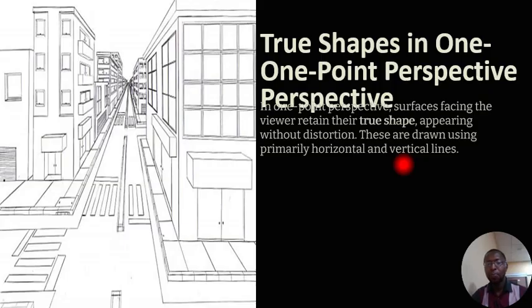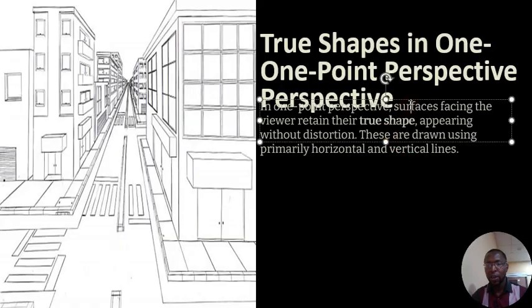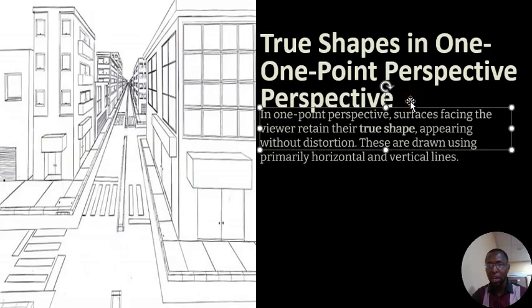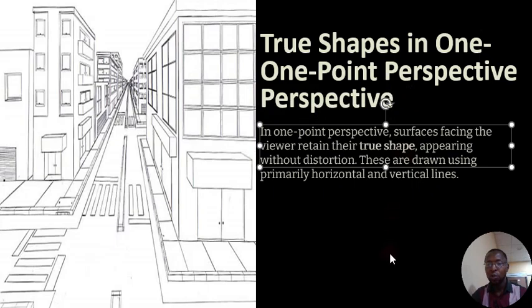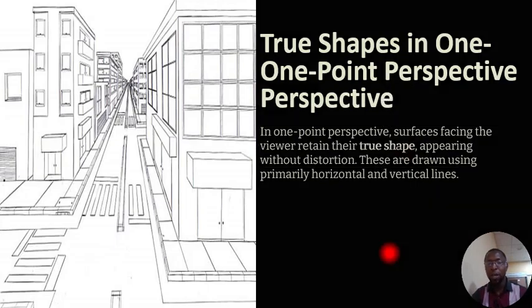True shape in 1-point perspective drawing. We've just emphasized that before. So that's the first rule being re-emphasized again here. The rule of the true shape is that the exact shape of the part facing the viewer must be drawn undistorted, and we use horizontal lines and vertical lines to get the true shape.